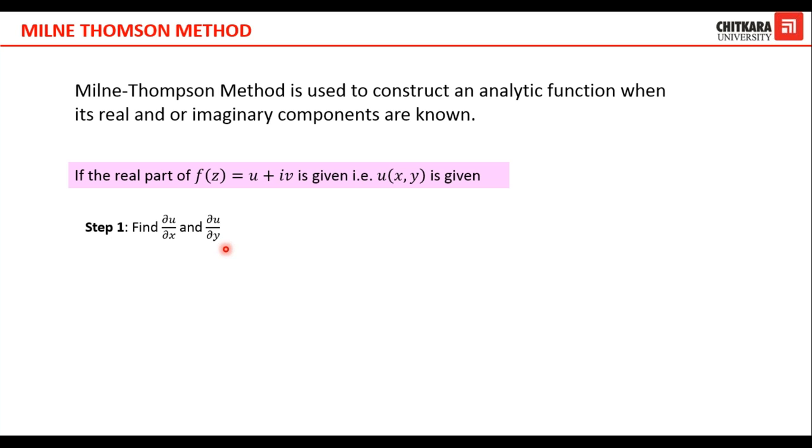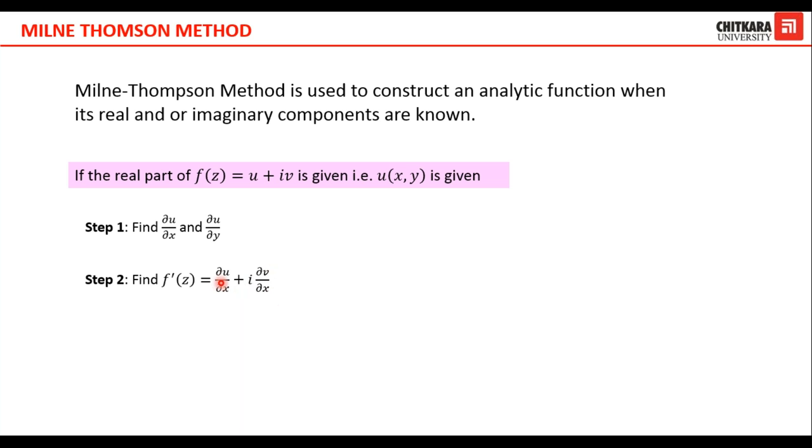Then, what is step number two? If you remember my yesterday's lecture, I told you how to calculate the value of f dash z. What was f dash z? It was curl u by curl x plus iota curl v by curl x. The first formula that I did yesterday, isn't it?